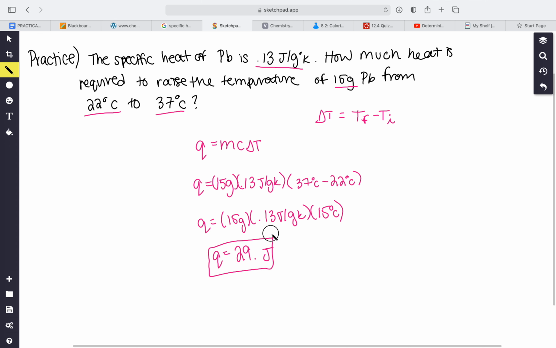I'm just going to check my answer really quickly and see what we got in class, because we did do this one in class, and we got 29 joules. Cool.